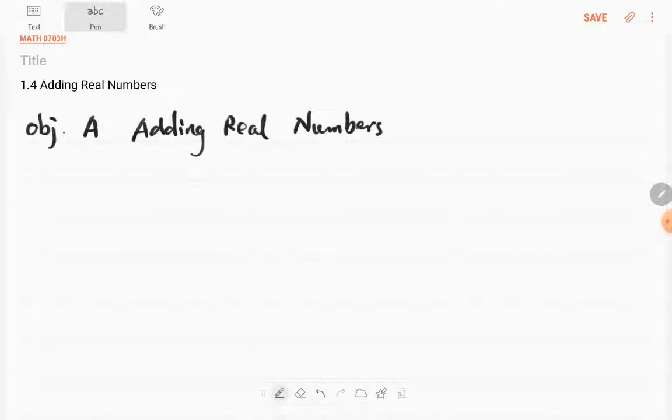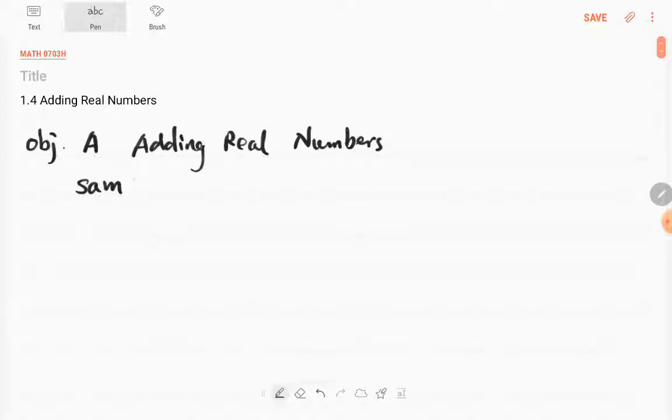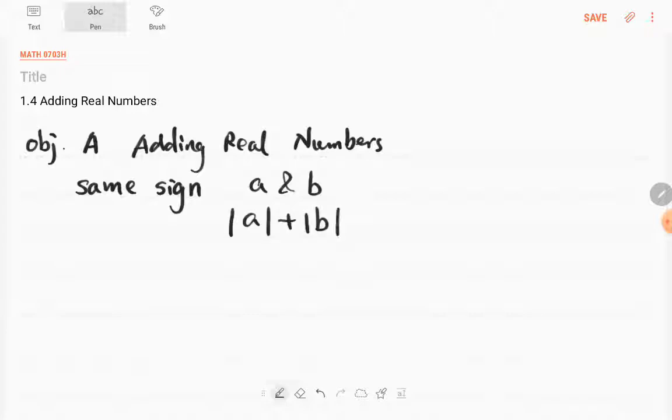First of all, if we want to add two real numbers, we should check the sign. If these two numbers have the same sign, we just need to add their absolute values. So A and B, same sign. We only need to add their absolute values, then use their common sign.